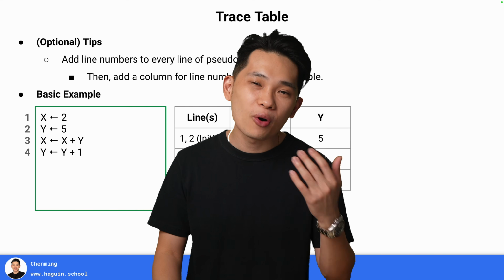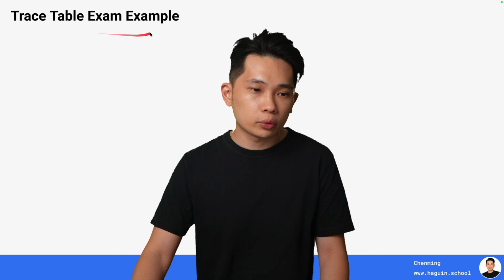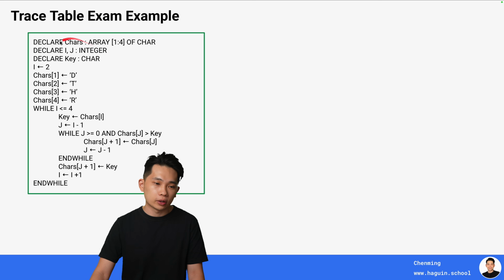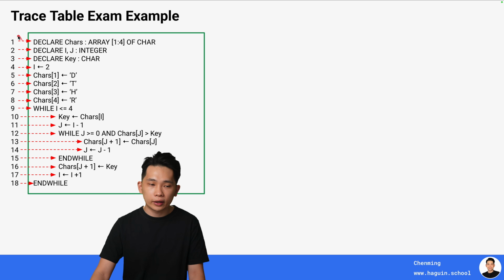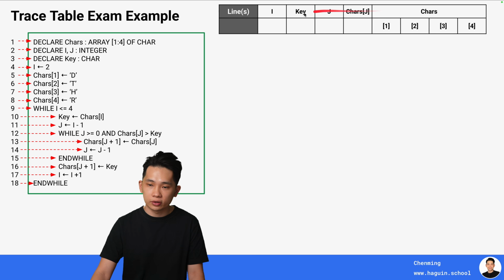And now let's look at a more complicated exam example. Now let's look at this trace table exam example. First of all, we have this pseudocode, with some declarations and a while loop. And as I say, I will add line numbers myself, from line 1 all the way to line 18. And then let's look at the trace table here. In the actual exam itself, normally they will just give you this column with all these definitions, meaning that these are all the variables used for this example. And then I will add this line column myself. So this is not given in the exam.